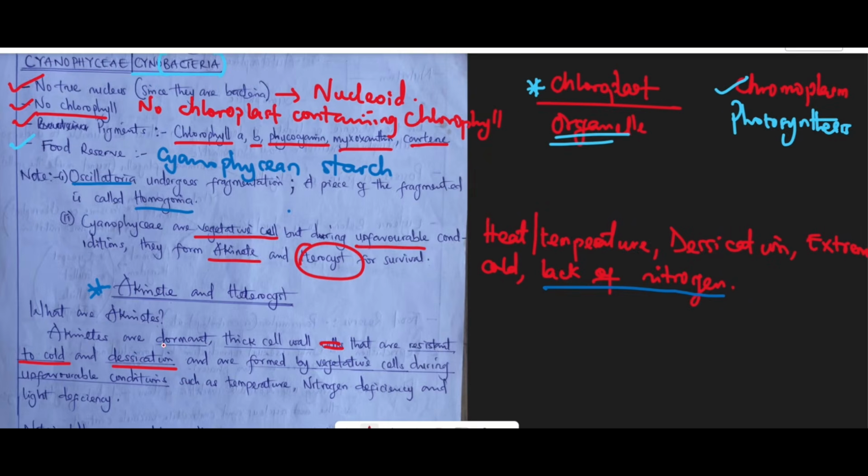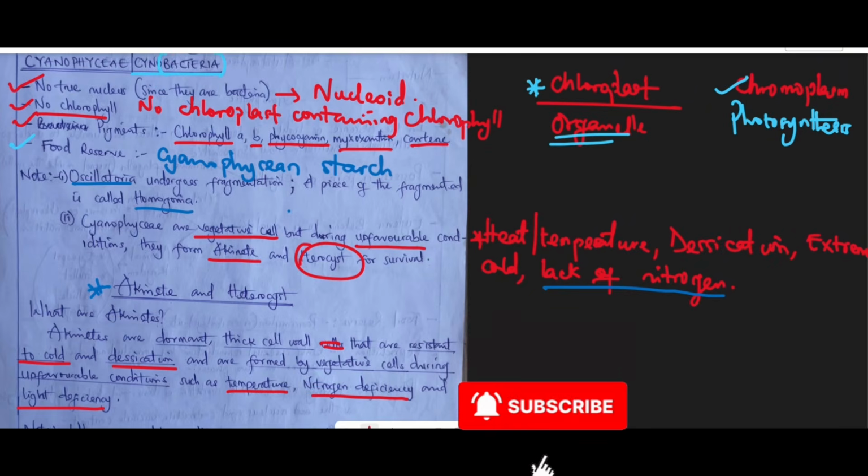And they are formed. That akinete is usually formed by a vegetative cell during unfavorable conditions, such as temperature, nitrogen deficiency, and light deficiency. Okay, I didn't mention light as part of the condition here. But note that when favorable conditions are restored, the cell tries to restore back its vegetative status. That means that they take back their form of being vegetative when there is now favorable condition. But note that during the process of forming an akinete, inside that place, the cell can actually reproduce. Inside that wall, the cell can undergo reproduction.